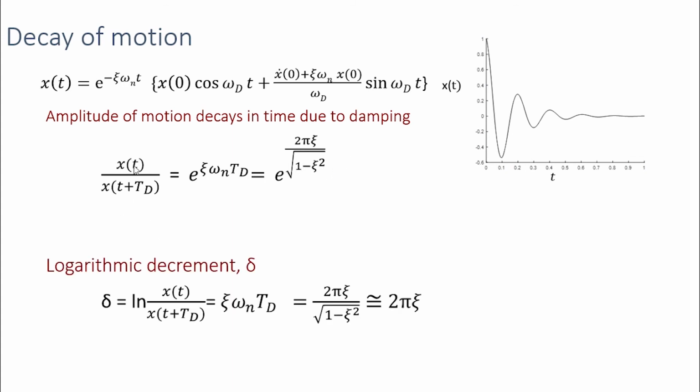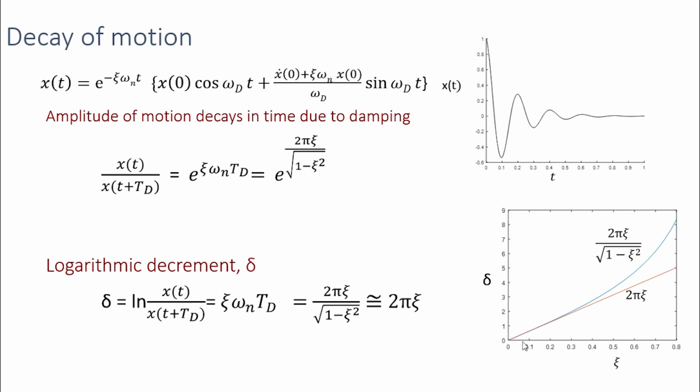So now we can take logarithm at right hand side and left hand side. So we say logarithm of this ratio is equal to zeta omega n td, which is equal to 2 pi zeta by square root of 1 minus zeta square. So if the value of zeta is very small, that means this quantity is approximately equal to 1. In that case, we can say that this quantity is approximately equal to 2 pi zeta. And this quantity is known as logarithmic decrement. So logarithmic decrement is the natural logarithm of the responses at two consecutive peaks.